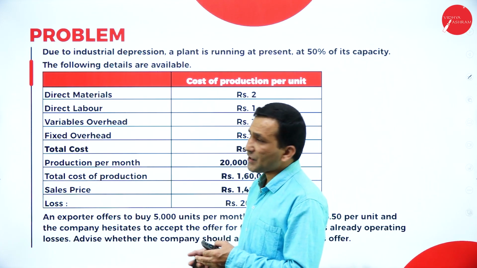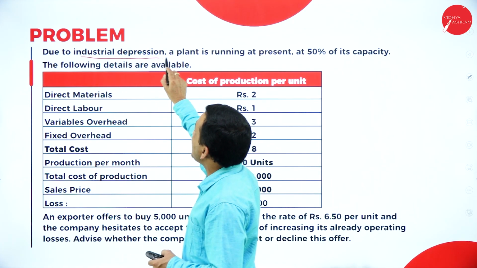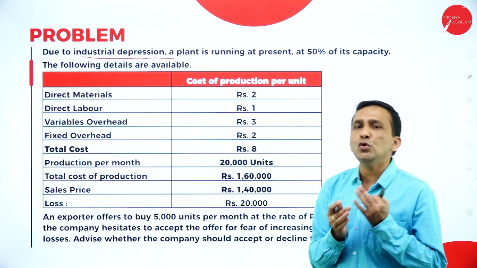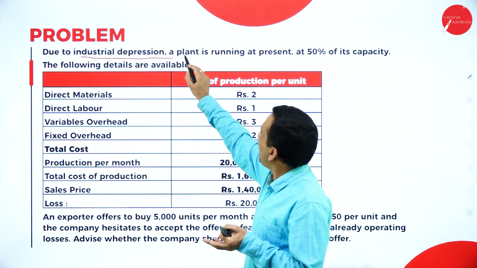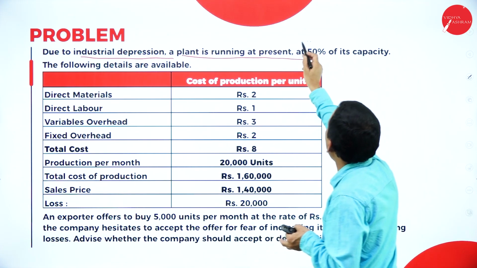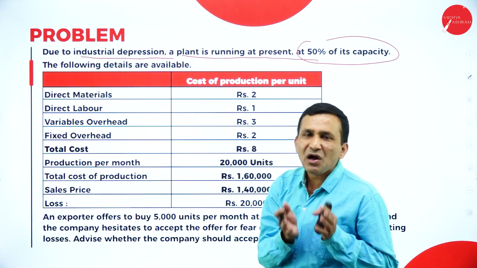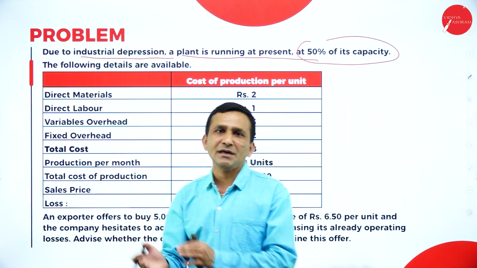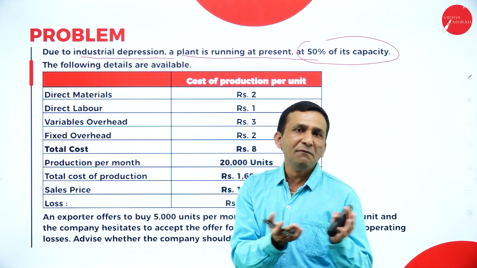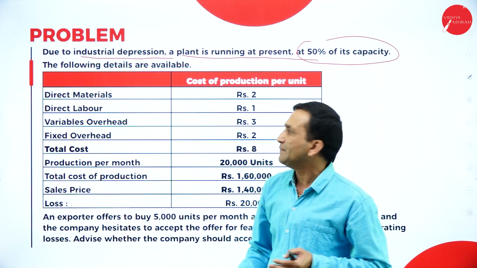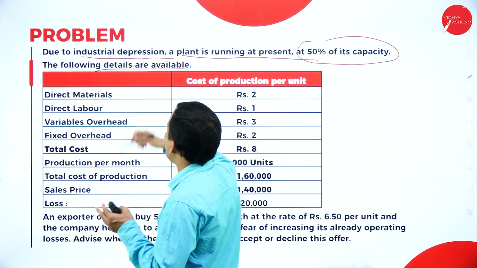Moving on to the next question. Due to industrial depression, a plant is running at the present 50% capacity. Almost all factories run at 100% capacity or 80% capacity, and 50% is not reaching a margin. So the following details are given.